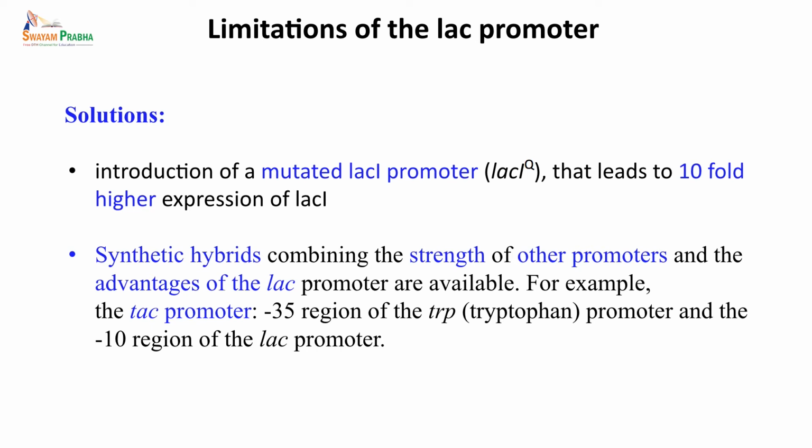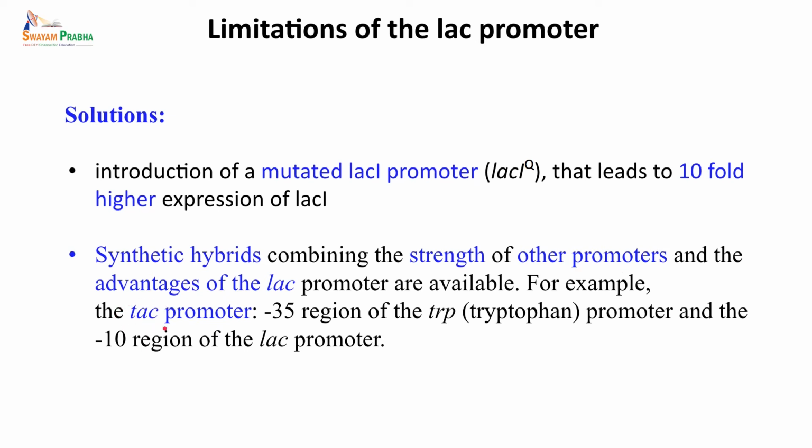Another very useful approach is to use synthetic hybrid promoters. There are many such hybrid promoters, and the way they are designed is that they use the strength of some promoter. For example, the tryptophan promoter is a very strong promoter. But to induce that, you need something which is easy to induce, for example, the lac promoter. So people have designed these hybrid promoters. They use the advantages of the lac promoter and the strength of the tryptophan promoter. This is known as the TAC promoter.